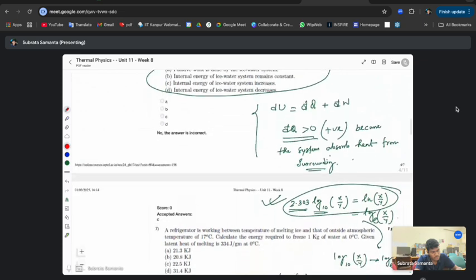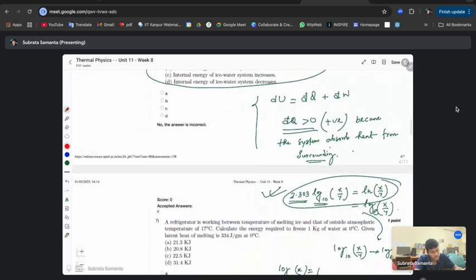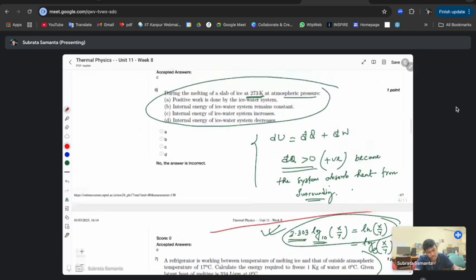Okay, then I'll come back to this problem. This is basically the melting of a slab of ice at 273 Kelvin and at atmospheric pressure. Because of the melting of ice, the system absorbs heat from the surroundings. That's why it's melting. So dQ is positive in that case. Now the second one.